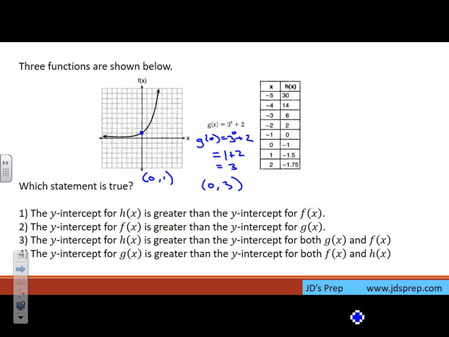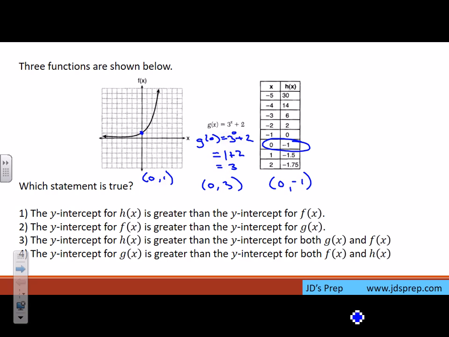Then, for the last one, if our function is given to us as a table, all we need to do is look for the row where we have x equaling 0, which is located right here. That tells us that the y-intercept for h of x is (0, negative 1). Now we can run through those four statements using these three values, the 1, the 3, and the negative 1, to see which one of these statements is true.